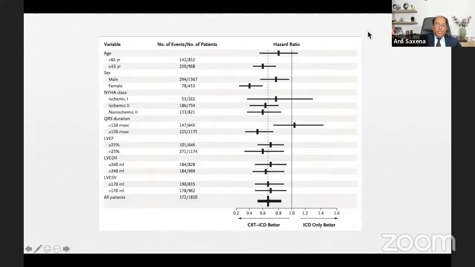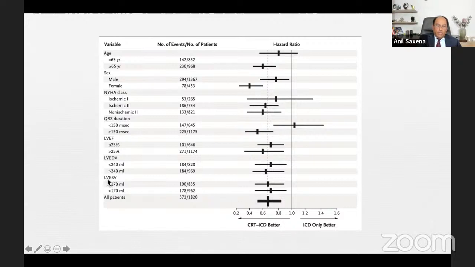Now, this is called a forest plot. Here you see, in so many studies, this is the way they are shown: you have the line of no difference, and you have the various subclasses, and you have all patients. So you have the confidence intervals, you have the point estimate, and you can see which is significant, which is not significant. So in all patients, for example, it is significant.